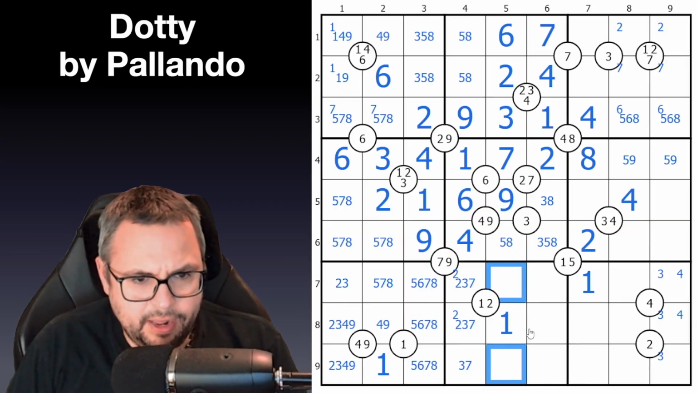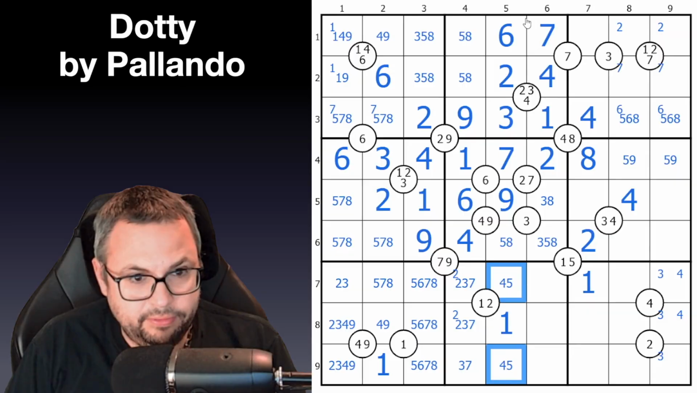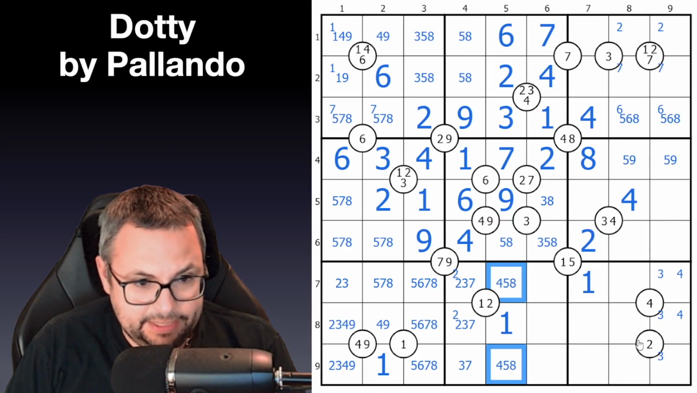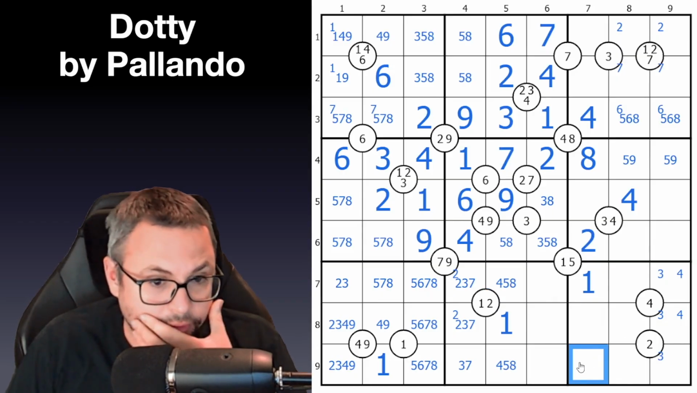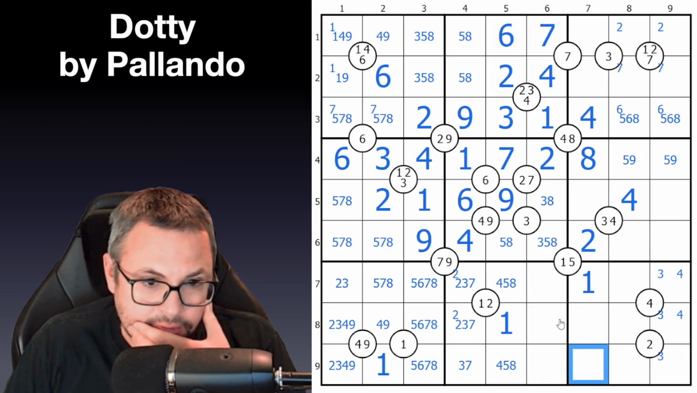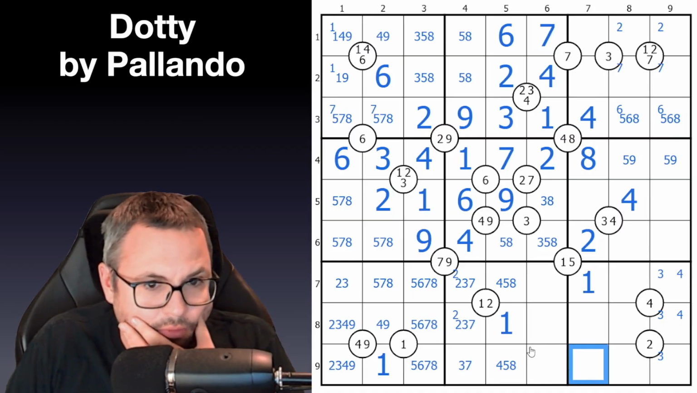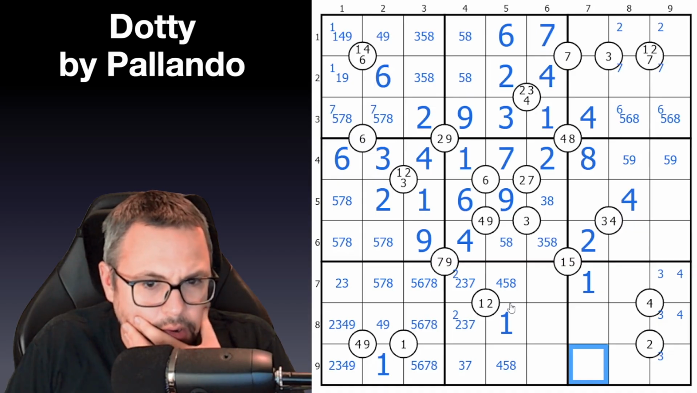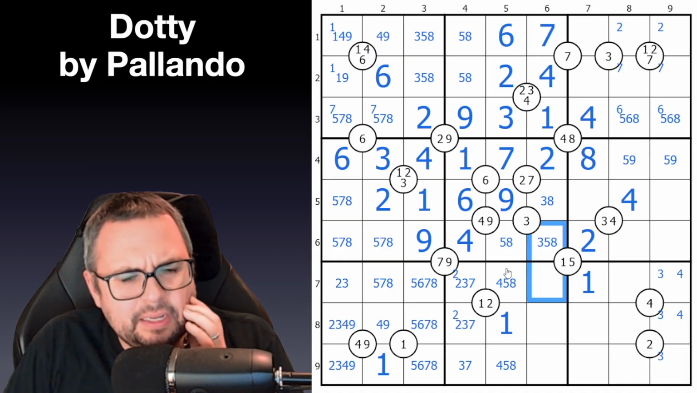Let's see. What about this column? Let's see. 1, 2, 3, 4, 5, 6, 7, 8. 4, 5, and 8. One of those two being 4 for sure. That doesn't seem super useful. Probably there is a correct quad for me to look at now. But I'm not sure I know which one it is.